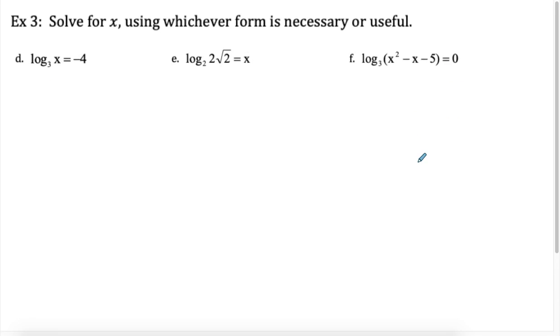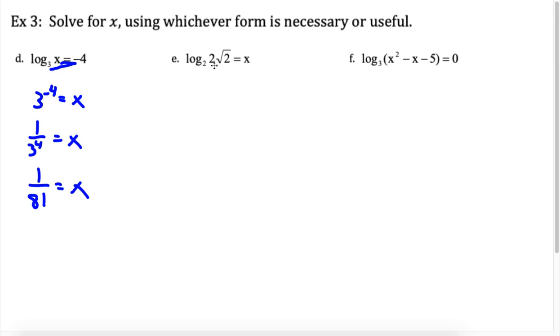In our next few examples, here again we want to go through that same process. 3 to the -4th power equals x. And just rewriting this using that lazy 7 idea, this would be 1 over 3 to the 4th power, and 3 to the 4th power would be 81. So x would be 1 over 81.